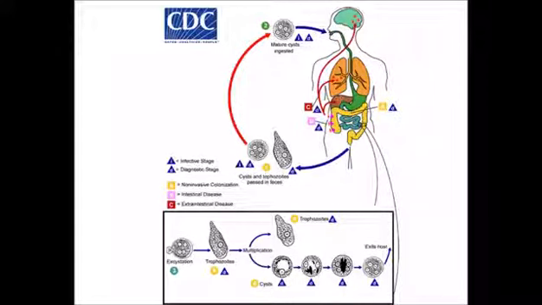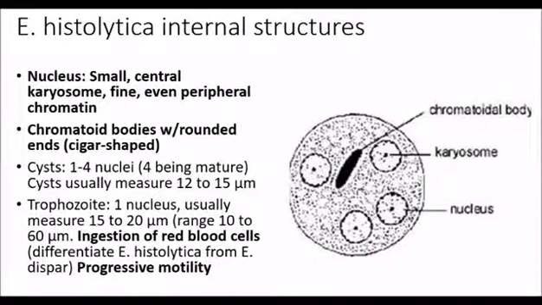This is the life cycle for Entamoeba histolytica, and other than the fact it has parts for extraintestinal disease, this life cycle is the same for all the amoeba we'll be talking about today. Let's talk about the internal structures for Entamoeba histolytica. The nucleus: you're going to have a small central karyosome and a fine, even peripheral chromatin. Chromatoid bodies are going to be with rounded ends, and it's frequently called cigar-shaped.